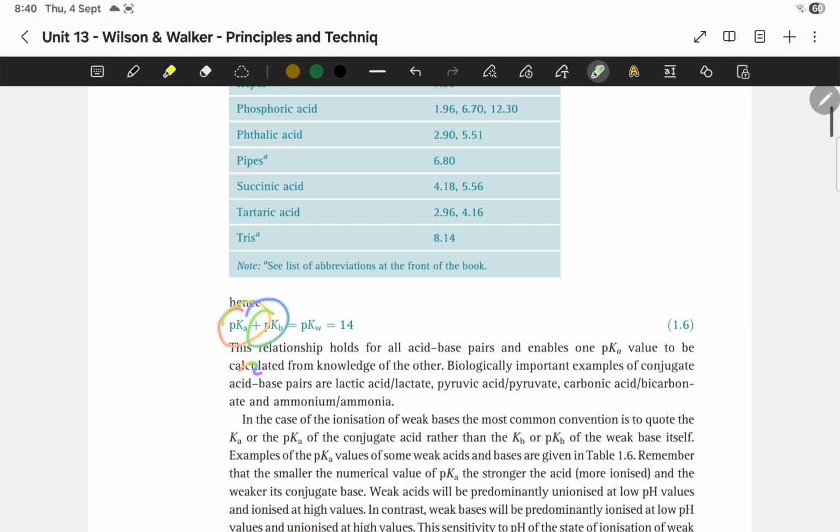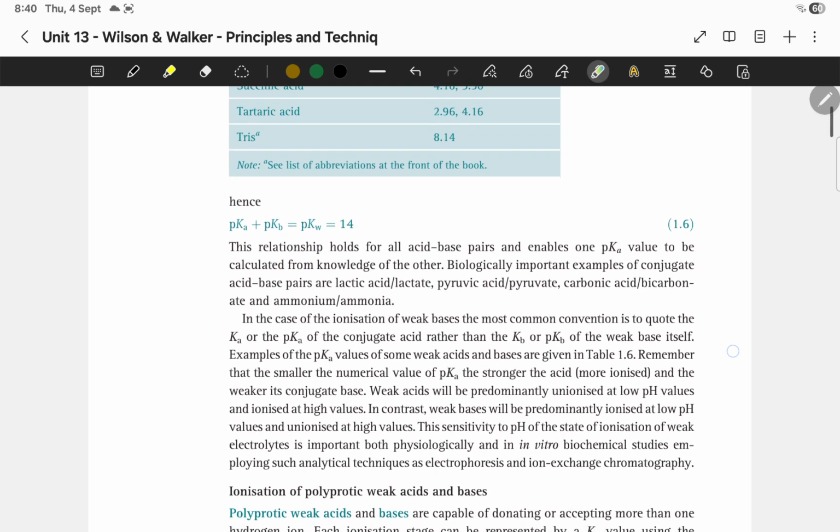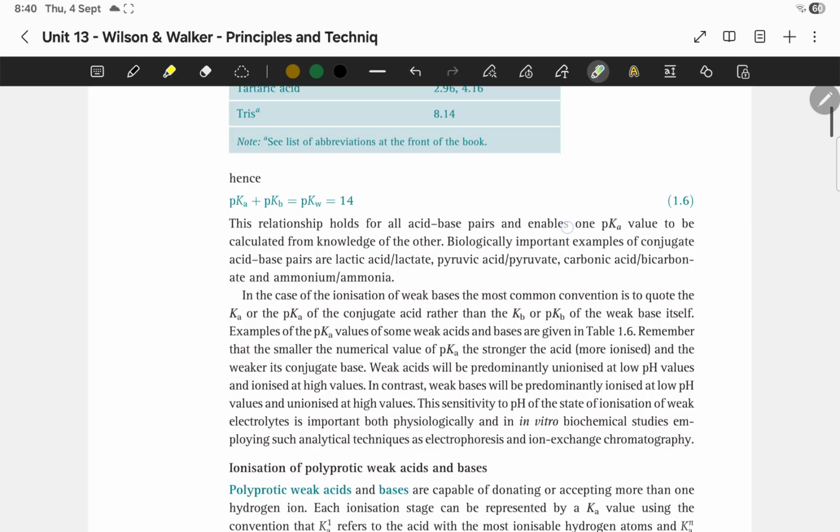Okay, pKa plus pKb is pKw, that is equal to 14. This relationship holds for all the acid-base pairs and enables one pKa value to be calculated from the knowledge of the other. Biologically important examples of conjugate acid-base pairs are lactic acid, lactate, pyruvic acid, pyruvate, carbonic acid, bicarbonate, and ammonia. In case of ionization of weak bases, the most common convention is to quote the pKa, the Ka of the conjugate acid rather than the Kb or pKb. That is the convention we are talking about.